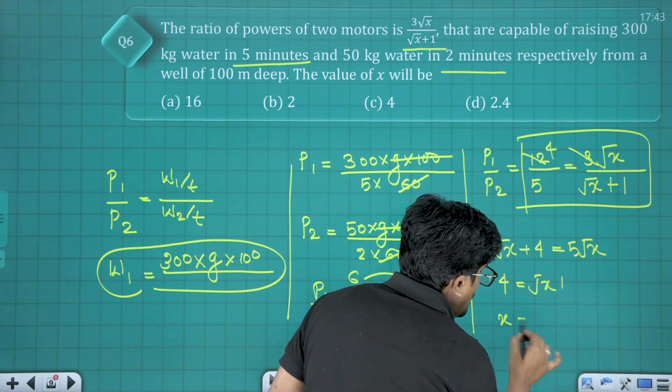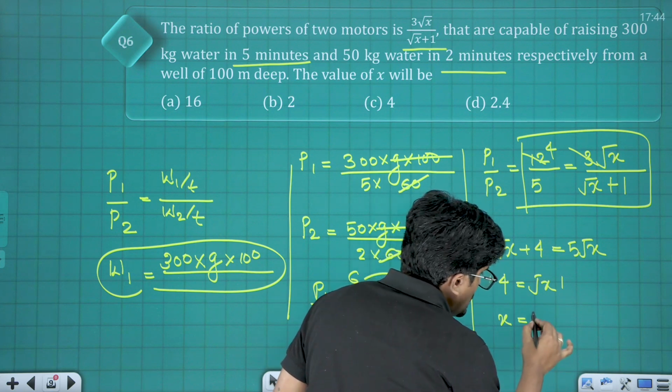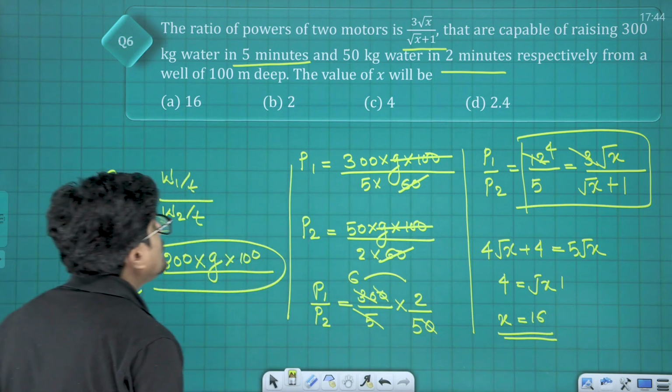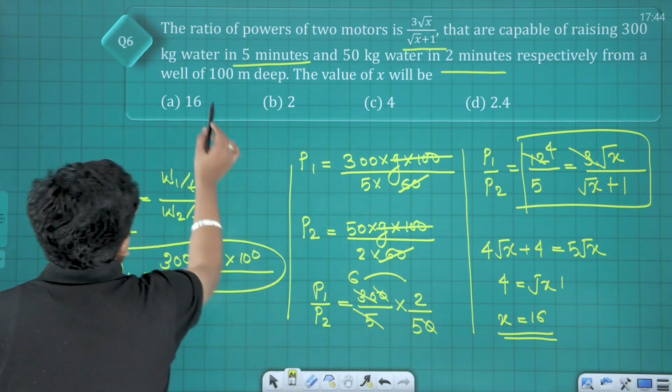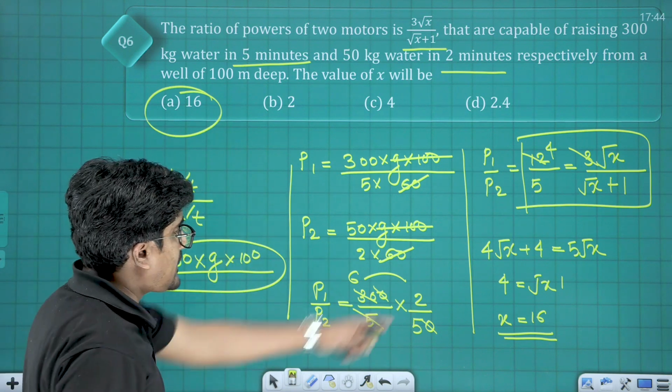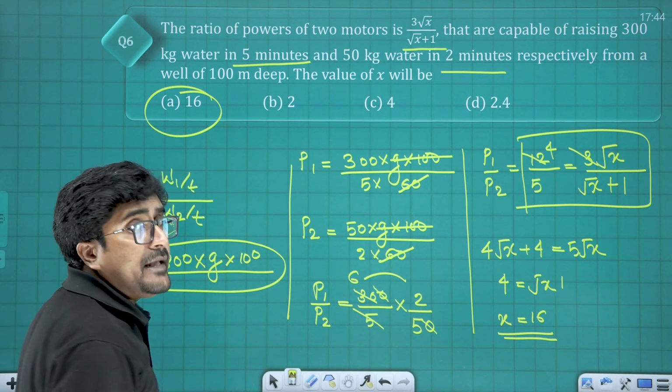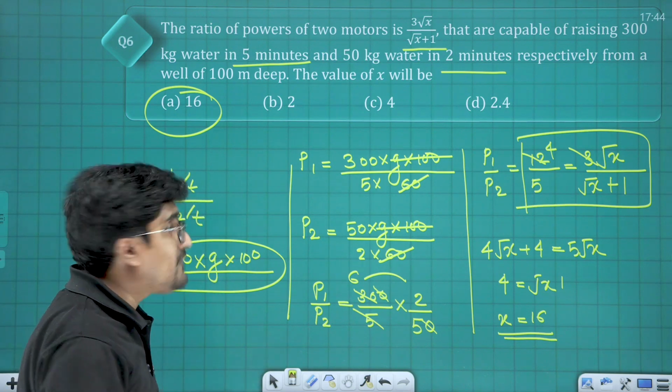Therefore x is now going to be, once I take the square, x is going to be 60. It is as simple as that. Which means option A needs to be the correct answer for this. Now let me take you to the next question, that is question number 7.